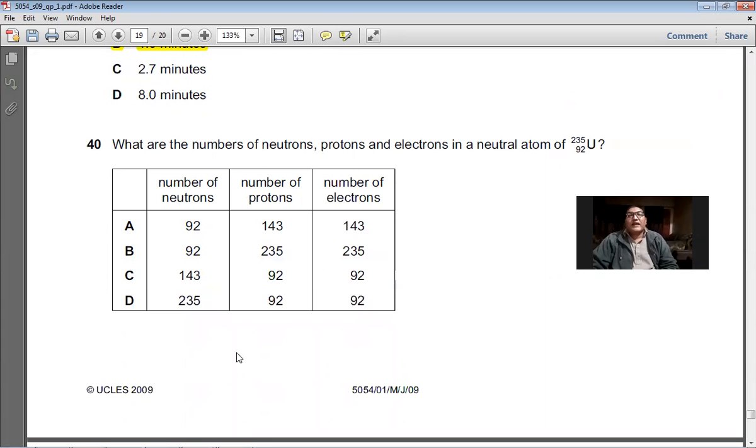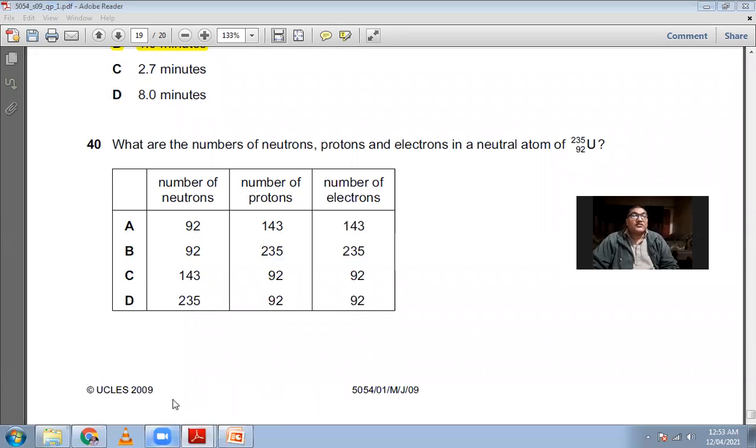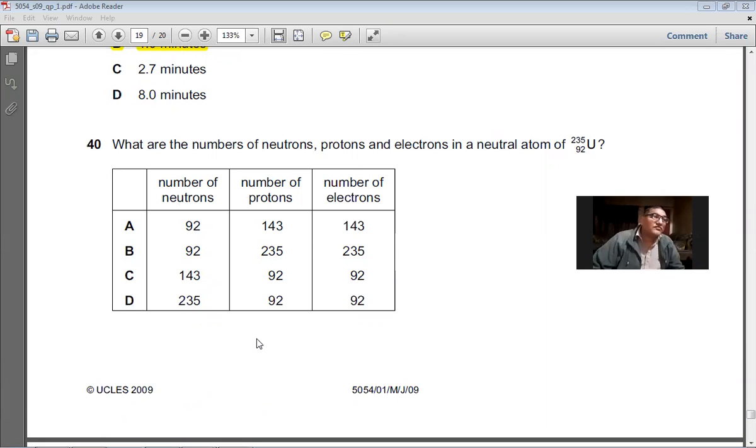Okay, so we have the next question coming up on your screen, and it says: what are the numbers of neutrons, protons, and electrons in a neutral atom of uranium-92 235? So the number of protons will be this number 92. The number of neutrons will be 235 minus 92, and the electrons will be equal to 92.